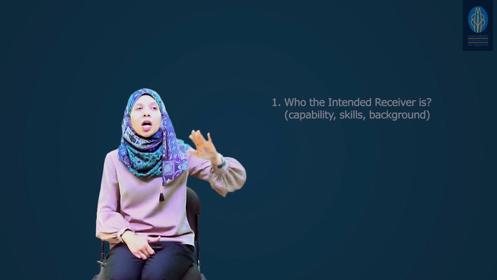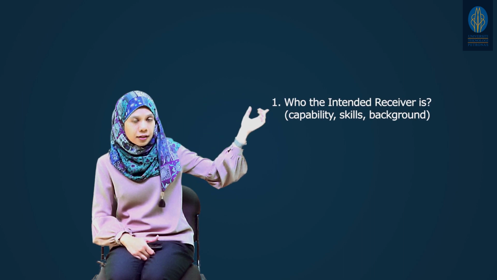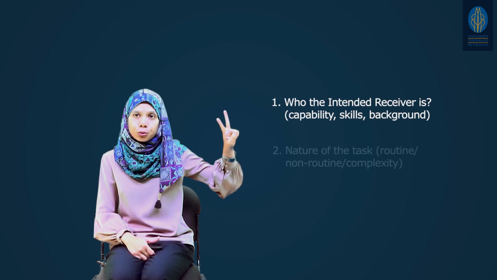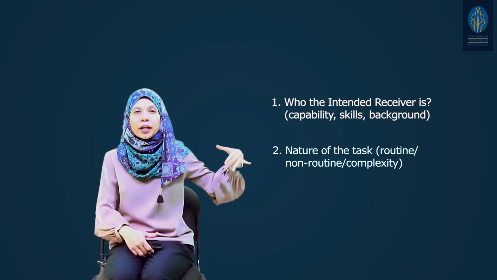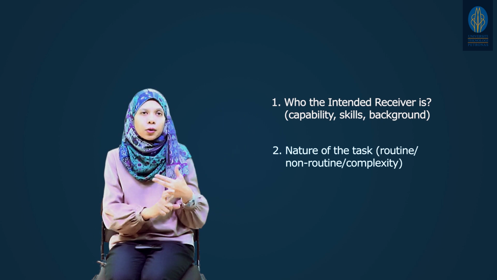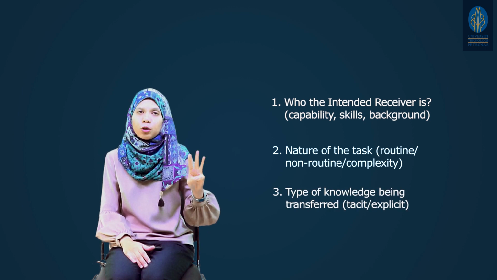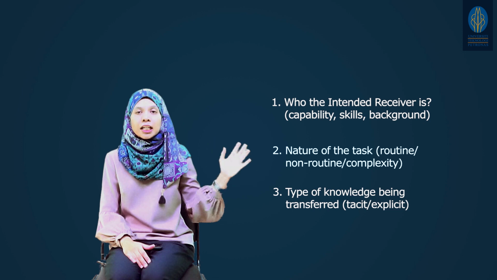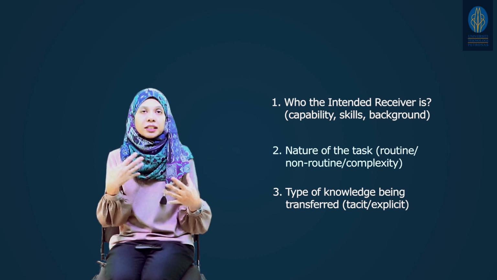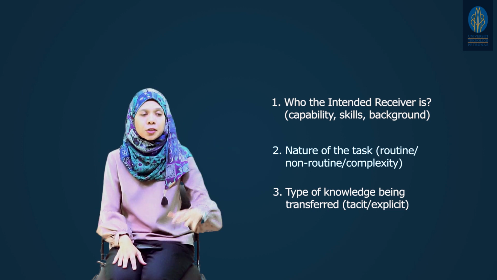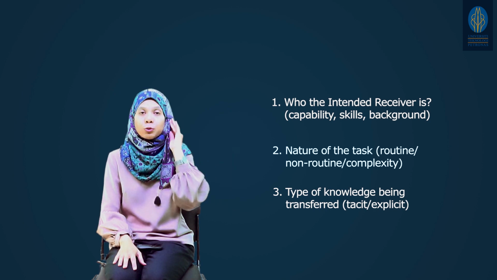Other than that, there are three key things that you need to know about knowledge transfer, which is very important. The three things would be, number one, you need to know who the intended audience are. Number two, the nature of the task, whether it's routine, non-routine, or complex. And the third key point that you need to know before transferring knowledge is the type of knowledge involved, which could be tacit or explicit. So these are the key things that you have to identify.